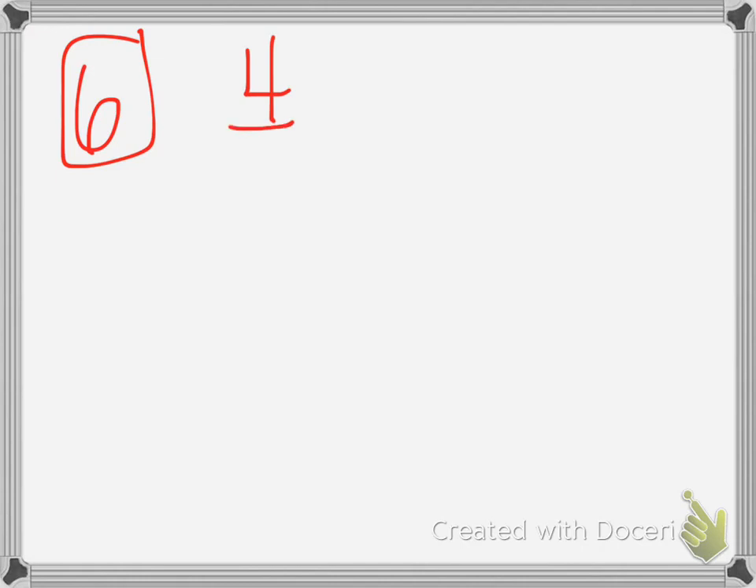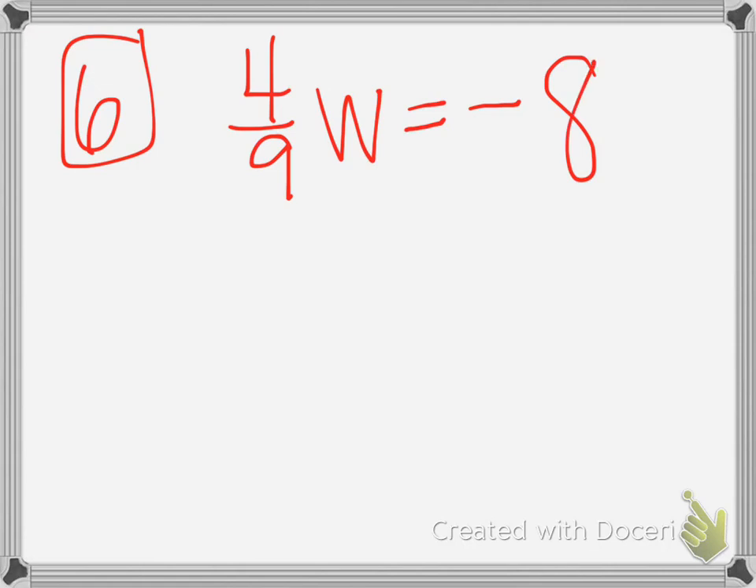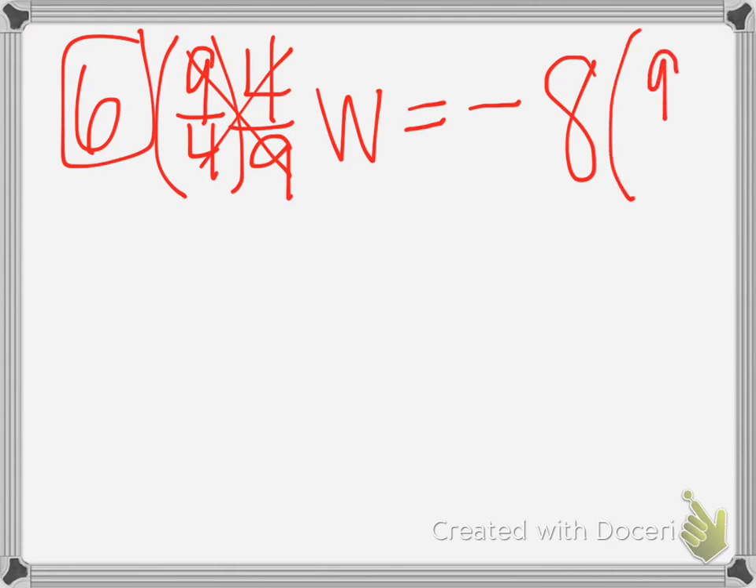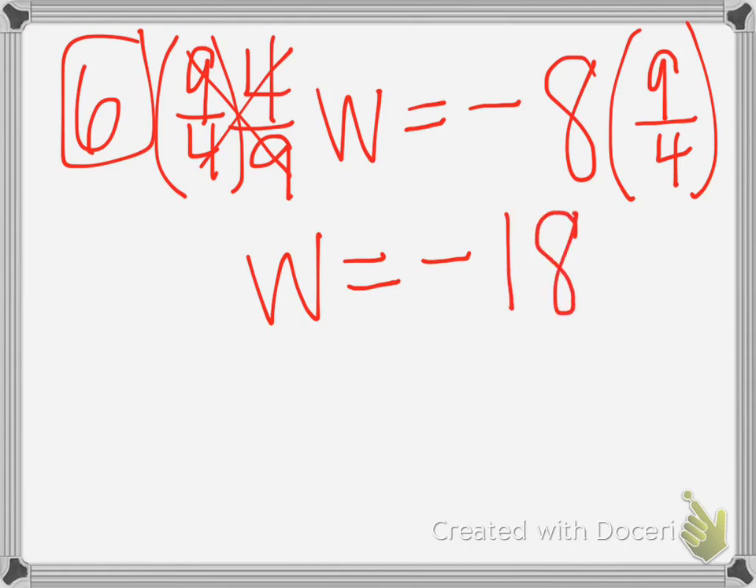Number 6 says 4/9 times w equals negative 8. Again, to cancel out a fraction, I'm going to multiply by the reciprocal, 9/4. So I get w on the left equals negative 8 times 9, so negative 8 times 9 is negative 72, divided by 4 is negative 18. So again, negative 8 times 9 is negative 72, divided by 4, I get negative 18.